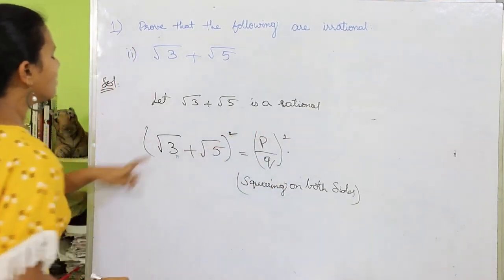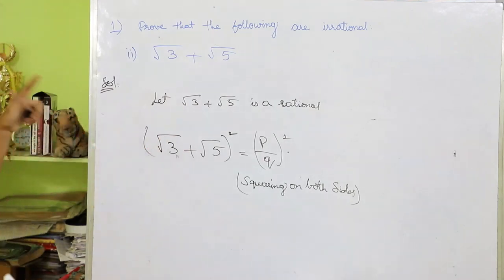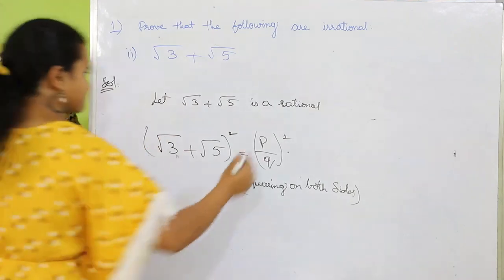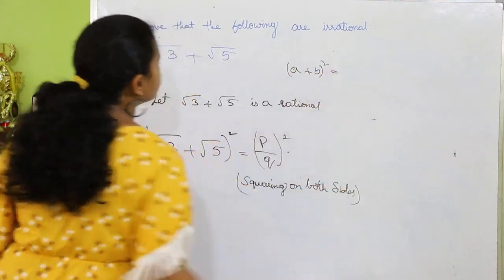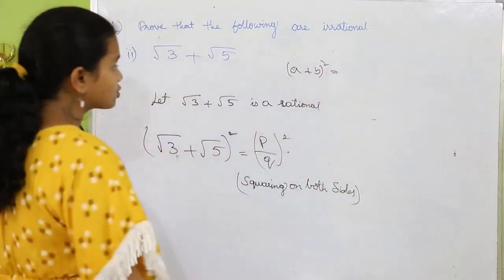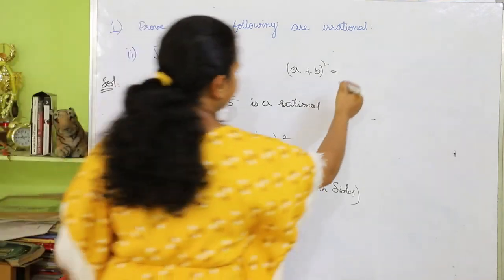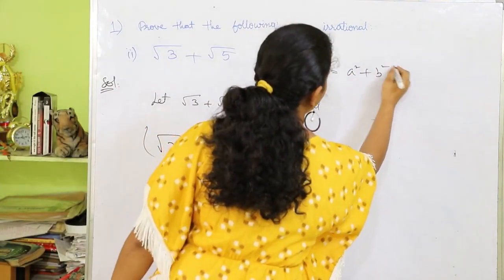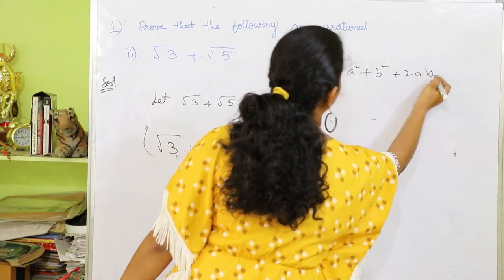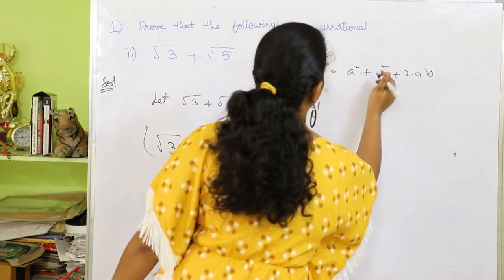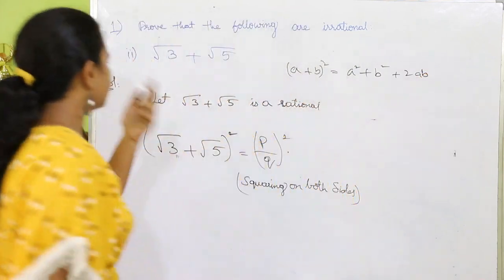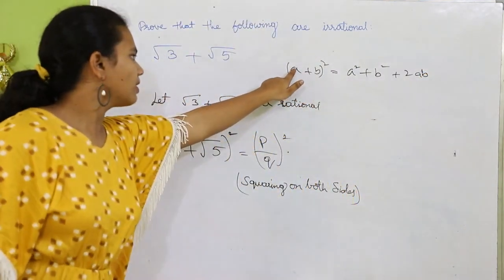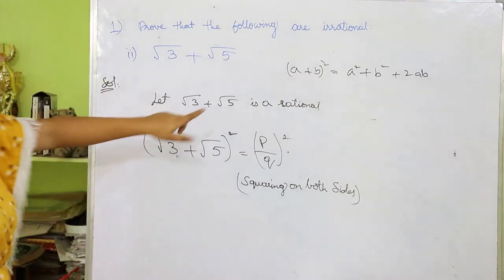By squaring both sides, you have root 3 plus root 5 whole square. This reminds me of a formula: a plus b whole square equals a square plus b square plus 2ab. Clear? So this is the formula, guys, for a plus b whole square. Now here, apply this a plus b whole square formula.